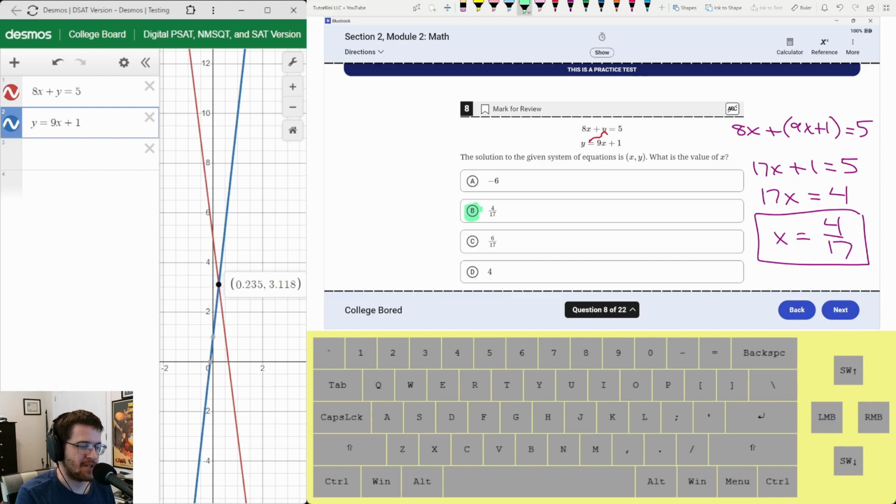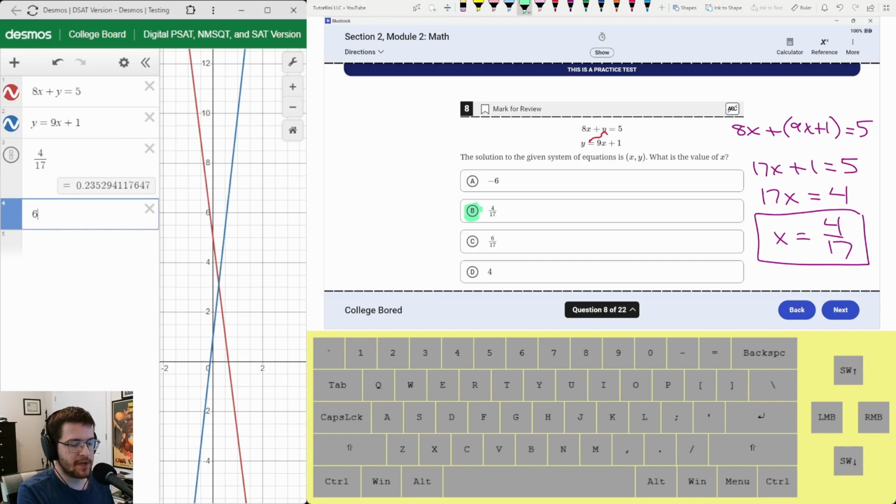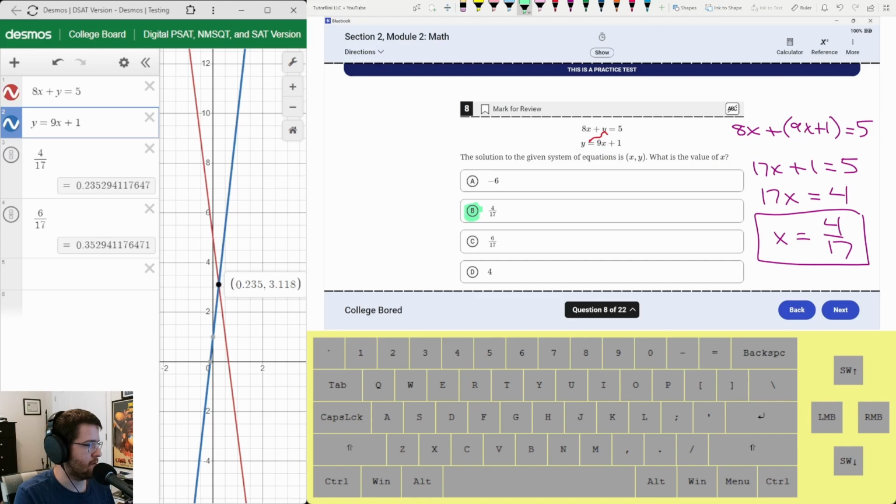So it's not -6. It's not 4. It's probably 4 over 17 or 6 over 17. So let me type those both in real quick. And if we hold it up, hopefully you guys see that 0.235 is 4 over 17.